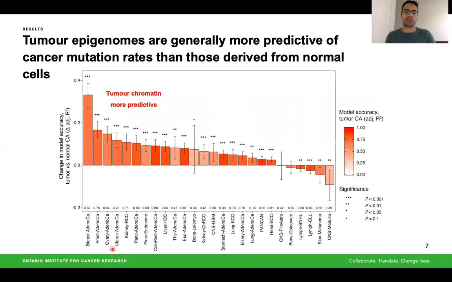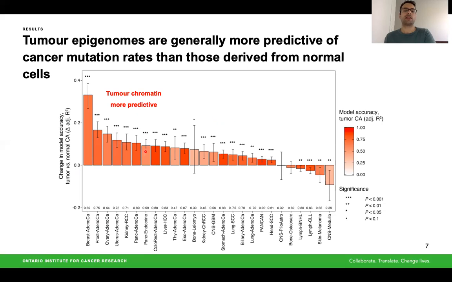And as our first analysis, we want to understand whether tumor chromatin accessibility or normal cell chromatin accessibility is more predictive of regional mutation frequencies in different cancer types. So these bar plots represent this result. And so on the x-axis, you see the different cancer types that we did this analysis in, which is 25 different ones in pan cancer. And on the y-axis, what you see is the increase in model accuracy of the model trained on tumor chromatin accessibility in relation to the model trained on normal chromatin accessibility.